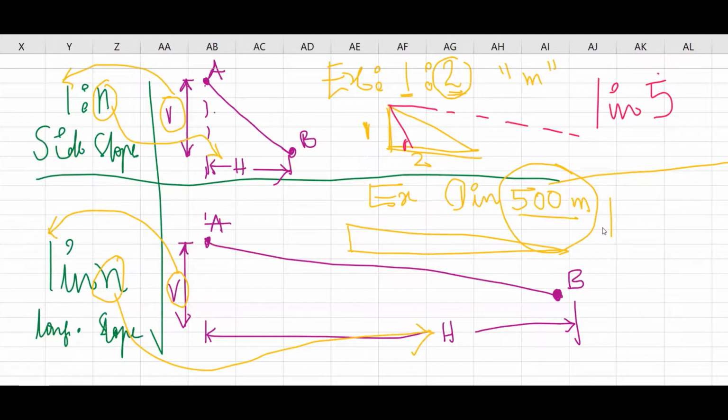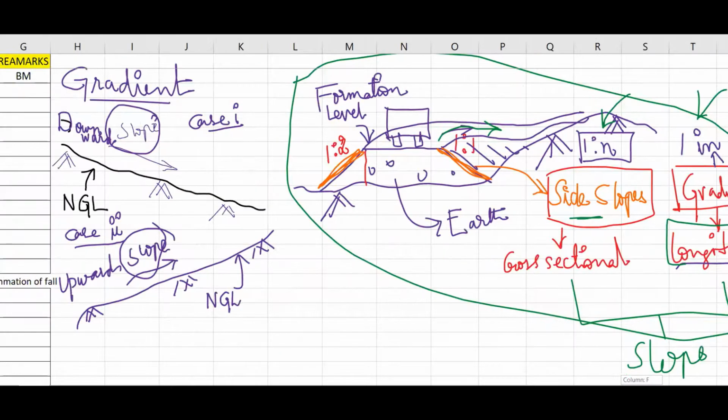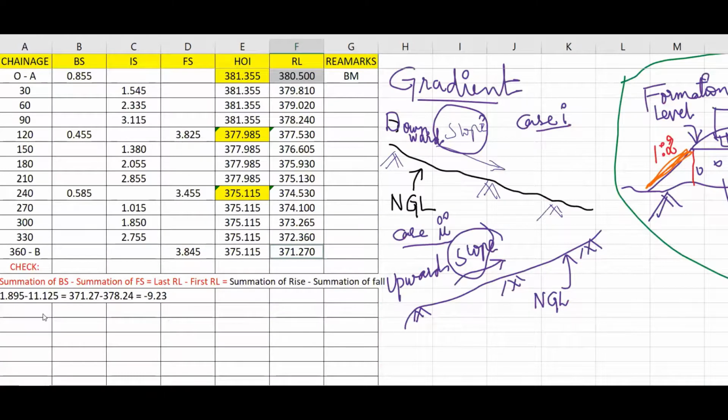Okay. So side slope is represented as 1:n, and longitudinal slope is represented as 1 in n. 1 is the common term in both of them, which talks about the vertical height V, and n represents the number of horizontal units. Now we'll come back to our question. What is the gradient?